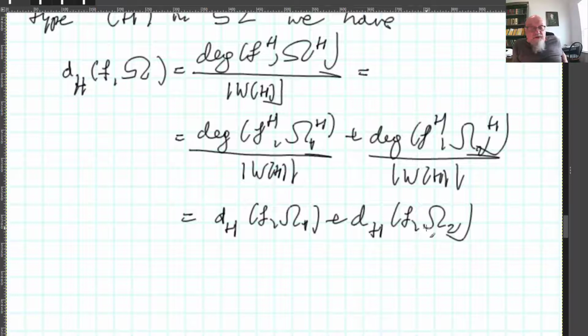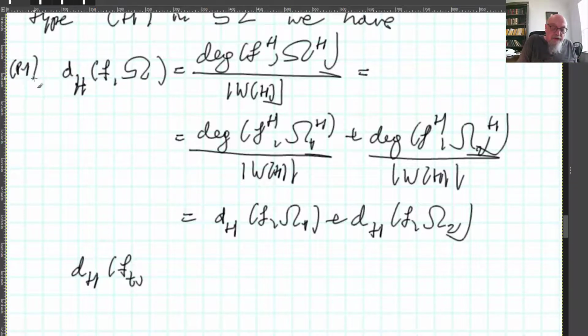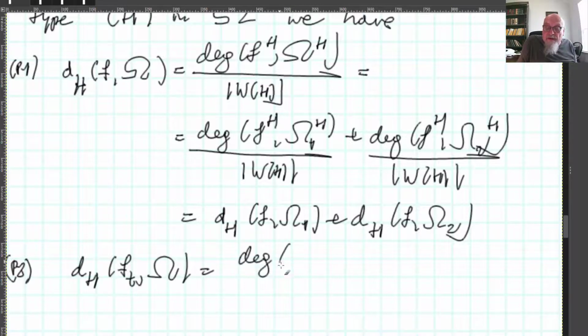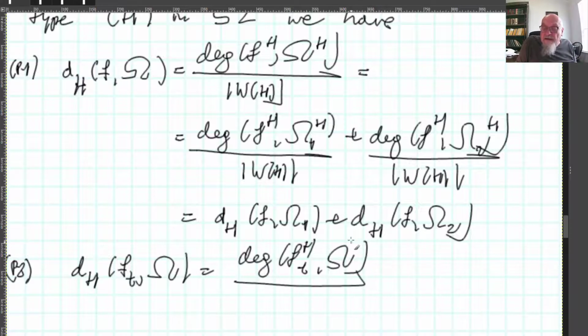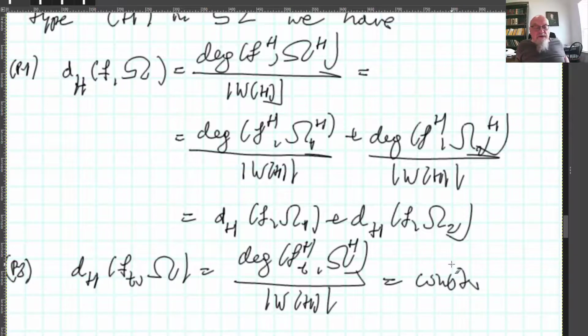So the additivity is satisfied. Similarly, for maximal orbit type, you also get that this one is equal to F_t, for P1, and for P2, you can see that this will be omega, which is equal to degree, and this is F_H_t omega, and again here we have W_H, by the properties of the Brouwer degree, must be constant. So we got it. So this is clearly satisfied.